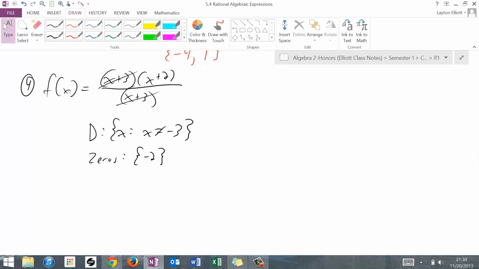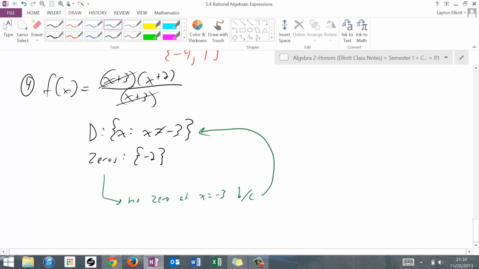That can be confusing, but if you graph that in your graphing calculators, you start to get an idea when you do a t-chart that we actually can't have a 0 at negative 3. I'm going to write that down. There is no 0 at x equals negative 3 because x cannot be equal to negative 3. So we'll be done there.